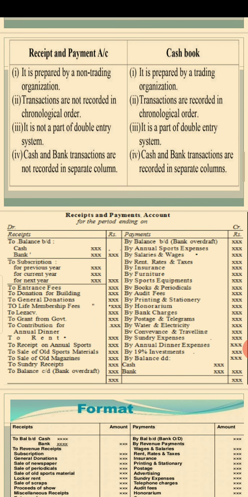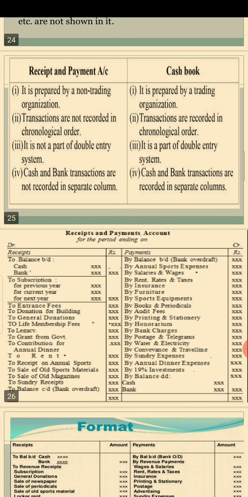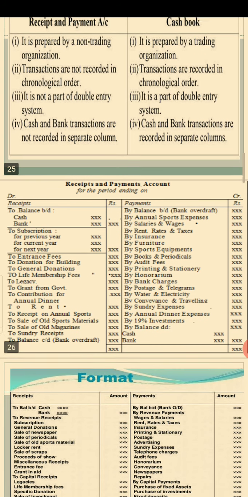Next, point number 5, cash and bank transactions are not recorded in separate column. As you know that in the cash book, there are double column cash book, triple column cash book for cash account, discount account and bank account. But in receipt and payment account, no separate column is required.